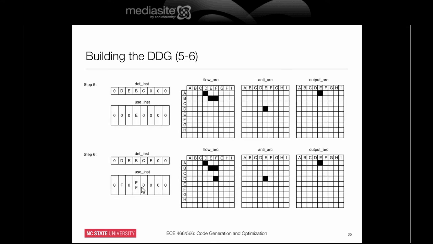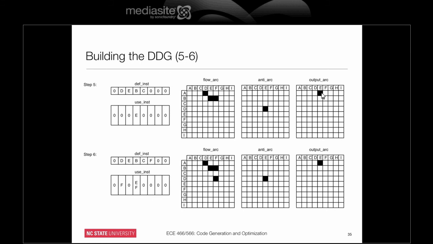Now we go to step 5, where we deal with instruction E. Instruction E uses R3, so we will look up R3 and see that it comes from B, and so we'll create a true dependence from B to E. We also see that E defines R2, so we will add an output dependence from A to E, because A is the last instruction that defined R2.